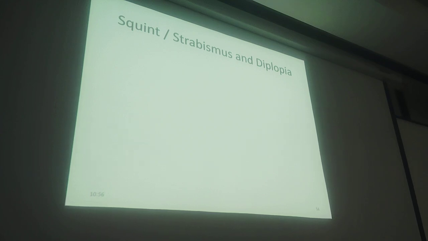Diplopia will occur when there is paralysis of a muscle. Let's say the lateral rectus, supplied by the abducens, is paralyzed on my right side. So the right eye will have unopposed action of the medial rectus. The right eye looks medially. So when the left eye looks forward, the right eye looks medially.